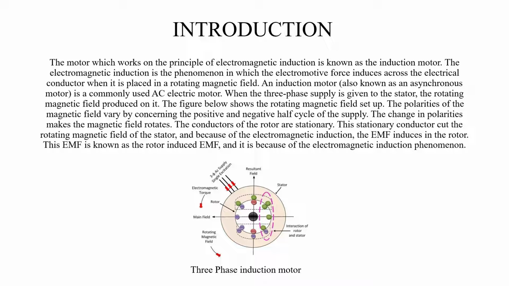Introduction. The motor which works on the principle of electromagnetic induction is known as induction motor, and it is the most commonly used AC electric motor. In an induction motor, the electric current in the rotor is needed to produce torque, which is obtained from electromagnetic induction from the rotating magnetic field of a stator winding. The rotor of an induction motor can be a squirrel cage or a wound type. Induction motors are also called asynchronous motors because they operate at a speed less than their synchronous speed.